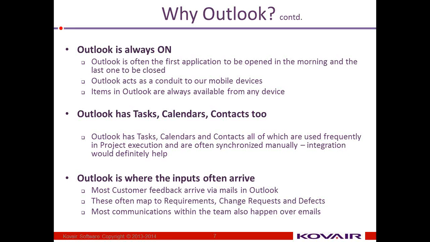Next one, it acts as a conduit to our mobile devices. Most of us who are using smartphones nowadays have all our office mails and personal mails integrated with our phones. So if I can put a notification on Outlook, or if I can post a task on Outlook for a particular person, then I can rest assured that he or she will be able to see it within a few minutes, either from the desktop or the laptop or mobile or tab or any other devices. So items in Outlook are always available from any device.